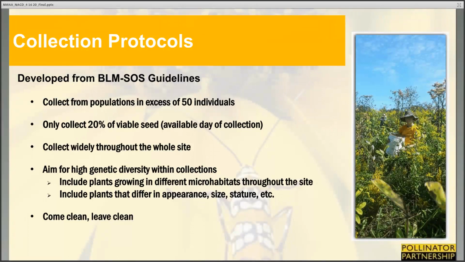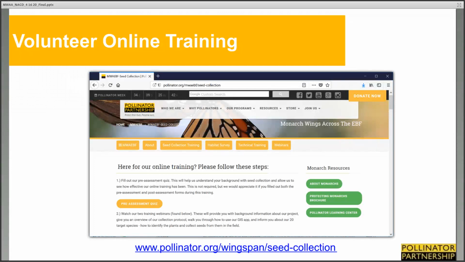So the seed collection protocols, again based on SOS: you want to collect from populations in excess of 50 individuals in the field. Collect only 20% of viable seed available on the day of collection. Collect widely throughout the whole site, so not just staying in one spot. You want to aim for high genetic diversity within collections, so include plants growing in different microhabitats throughout the site, and include plants that differ in appearance, size, and stature. And of course, really important is come clean, leave clean. You don't want to be tracking and carrying different biological material around with you to different sites.